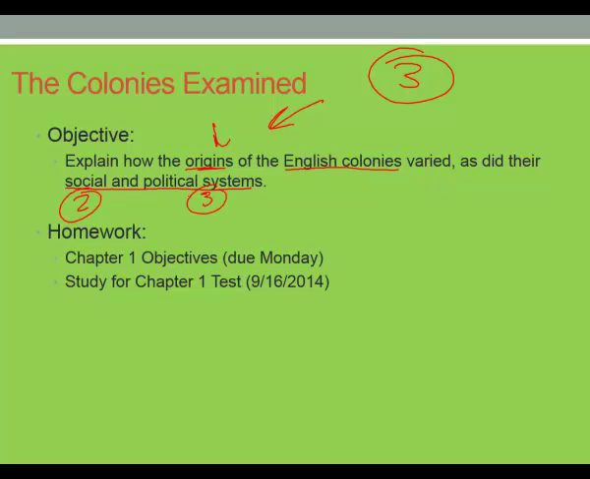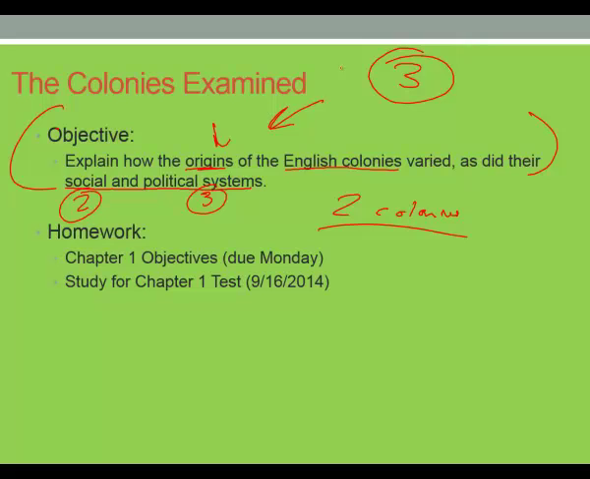Now, you do not have to do every single colony here. Okay? I would just choose two colonies. Compare and contrast two colonies for here. So two colonies that you will use as an example for this objective.